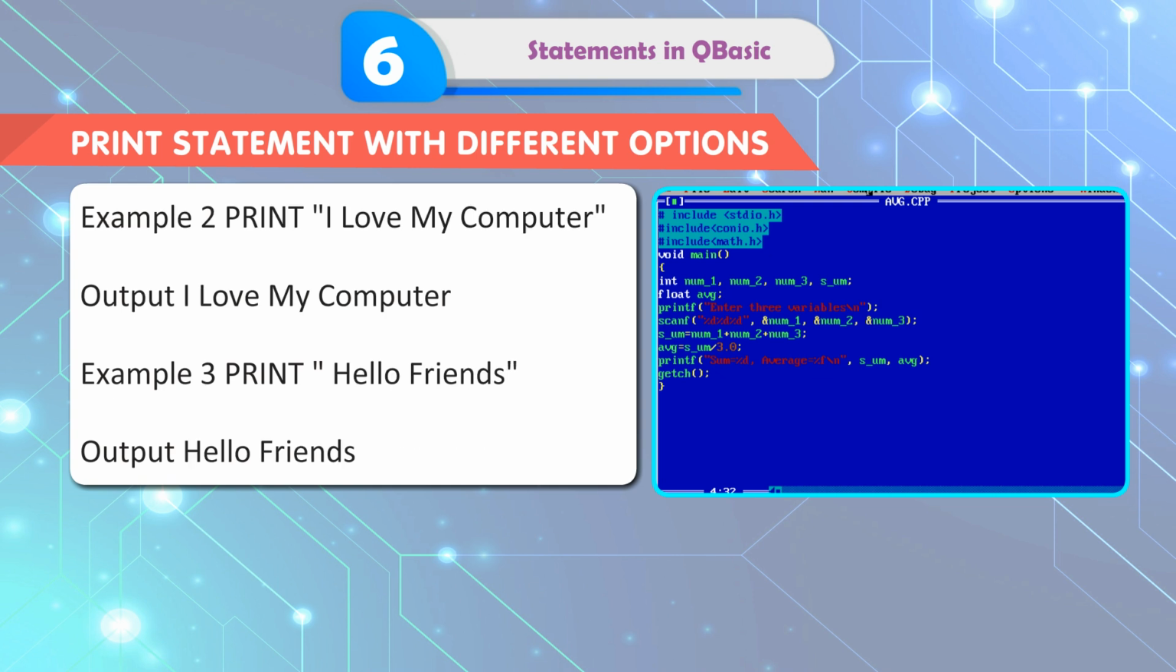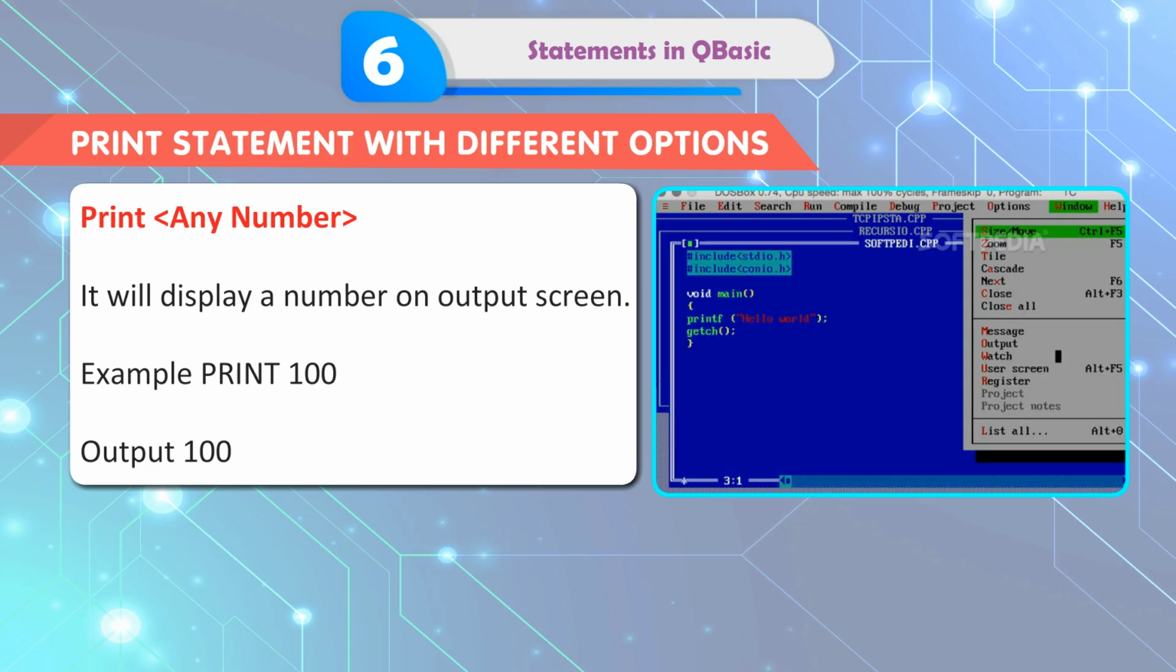Example 2. PRINT "I love my computer". Output: I love my computer. Example 3. PRINT "Hello friends". Output: Hello friends. Print any number: it will display the number on the output screen. Example: PRINT 100. Output: 100.